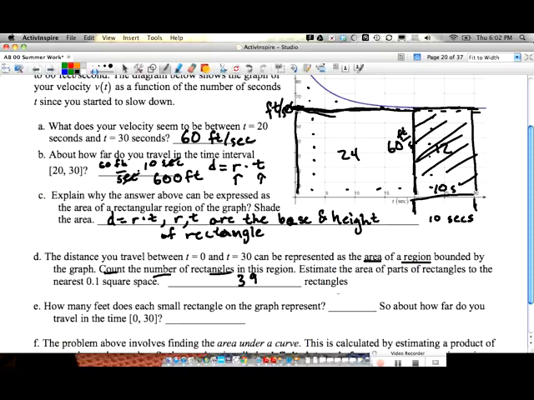How many feet does each small rectangle on the graph represent? Okay, so looking at this, each rectangle is 5 seconds times 10 feet per second. So each of those is going to be 50. So each one is 50.